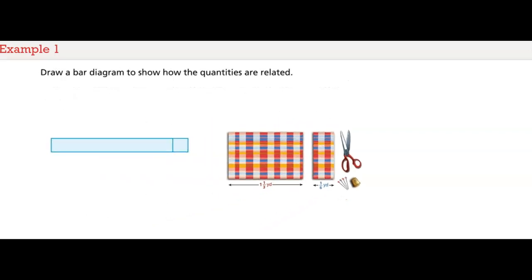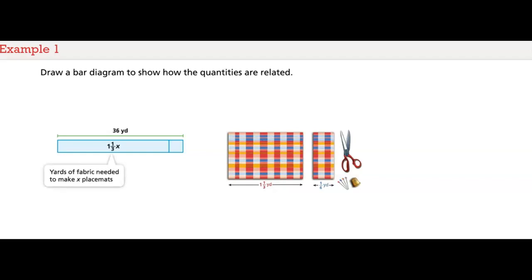You can draw a bar diagram to show how the quantities are related. The entire bar represents the total amount of fabric Gianna has to work with. This part of the bar represents the yards of fabric needed to make x number of placemats, while this part of the bar represents the yards of fabric needed to make x number of napkins.